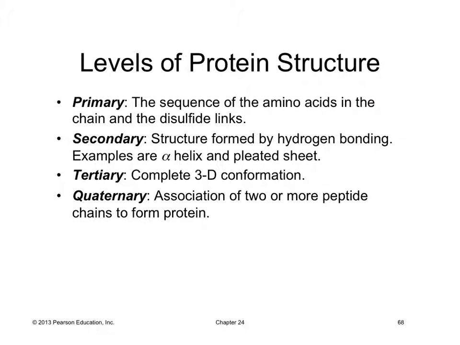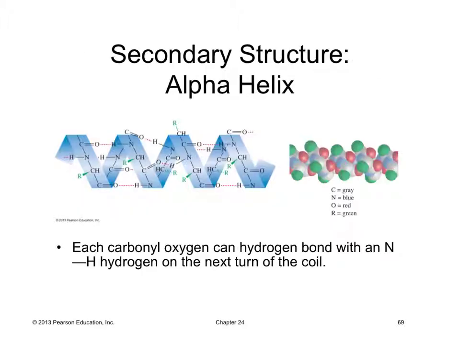Primary is the sequence of amino acids in a chain and the disulfide links. Secondary structure is formed by hydrogen bonding and forms these elements of alpha helices or beta sheets. And then tertiary is a complete three-dimensional conformation. And then quaternary is an association of two or more peptide chains that have these three-dimensional conformations.